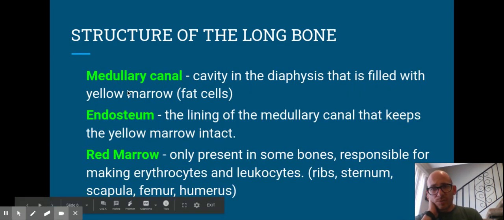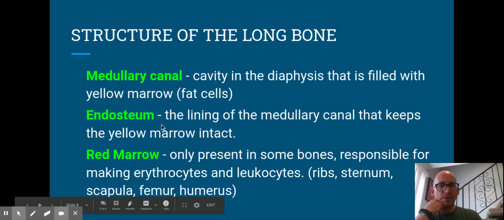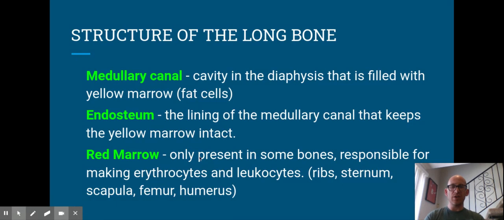Okay, so the medullary canal, this runs right through the shaft. And this is where the yellow marrow sits, which is fat cells. So this is right in the middle. And this canal is lined with the endosteum, and it basically holds it intact because that yellow bone marrow is not solid. So it needs to have this thing surrounding it to hold it in place.